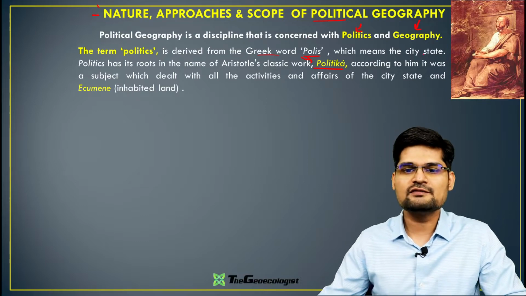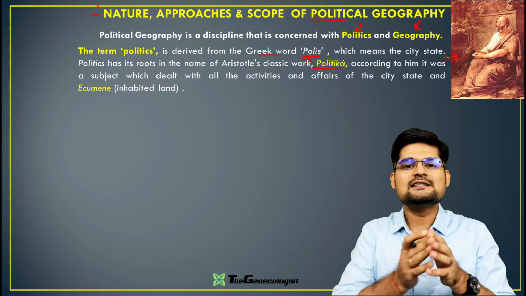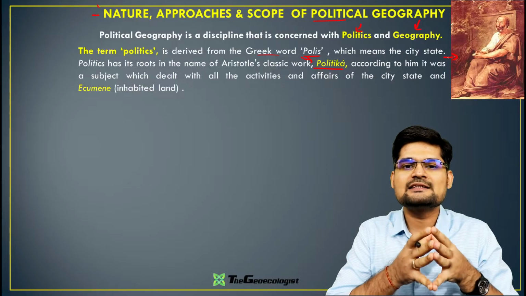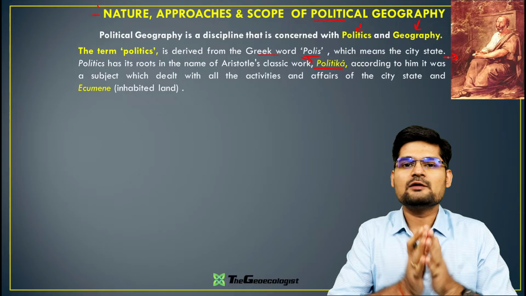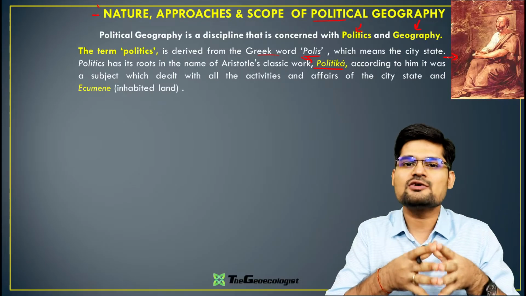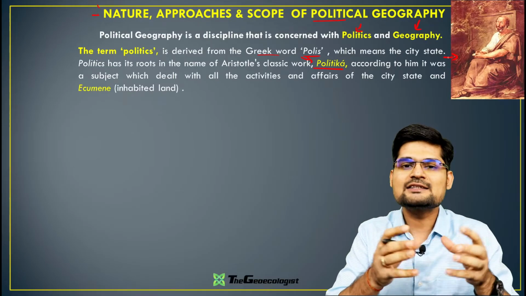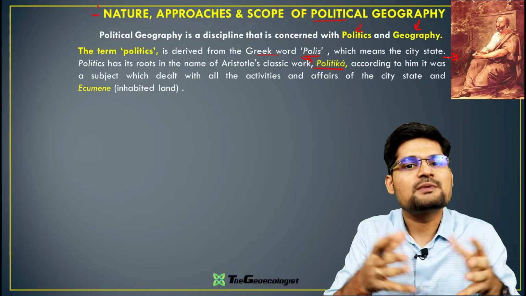So if you observe, the great scholar Aristotle is the pioneer of political science. He is called the father of political geography as well. And also remember that because of the multifaceted nature of the scholars in the ancient times, these scholars had knowledge of various branches of science.